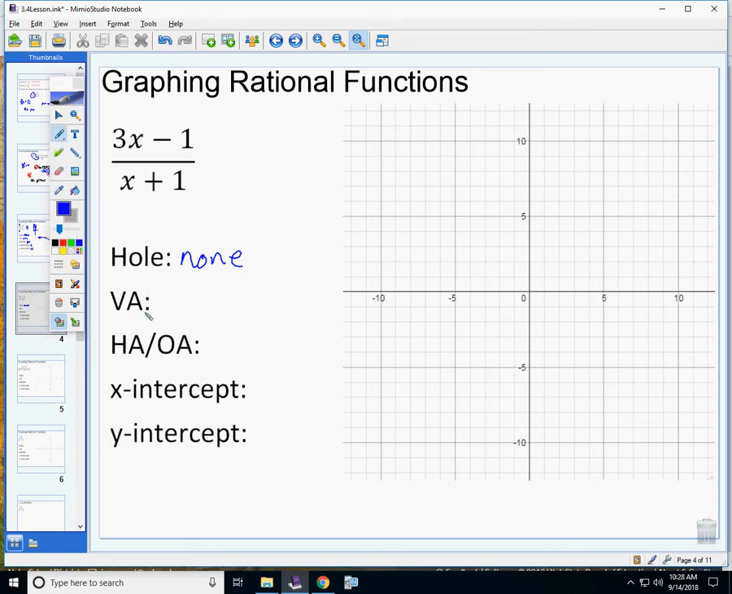To find the vertical asymptote, that's the numbers that x cannot be equal to, or in other words, the domain part that is not included, which means that you're going to set the bottom equal to 0. For x plus 1 equals 0, we would minus the 1, and we'd get that x equals negative 1.